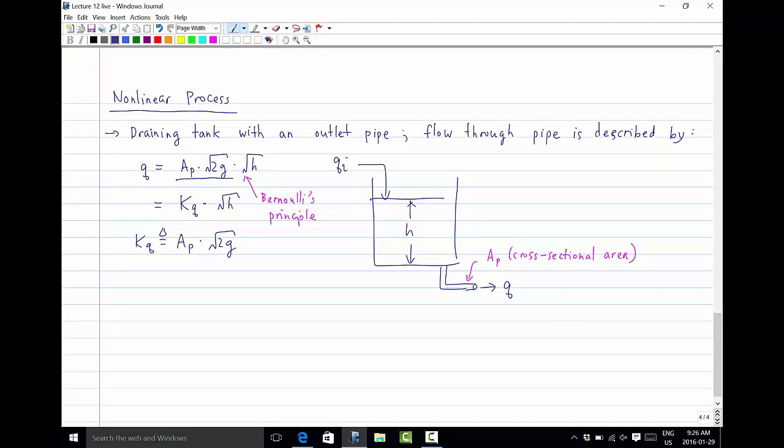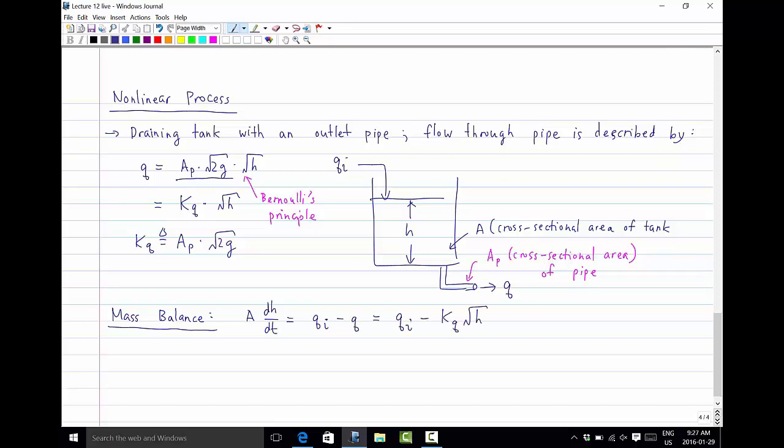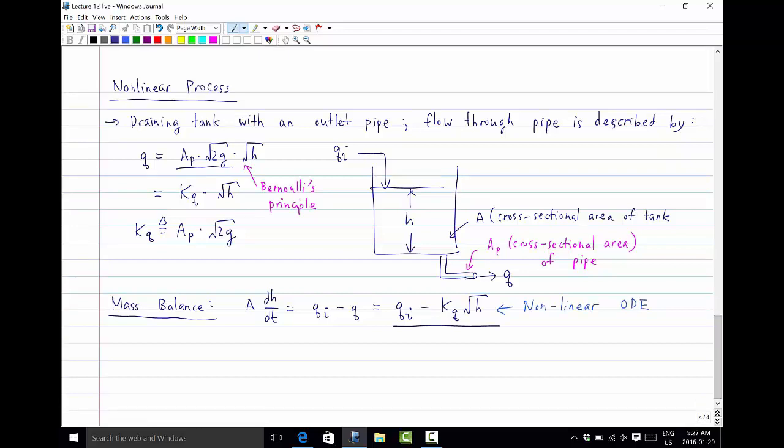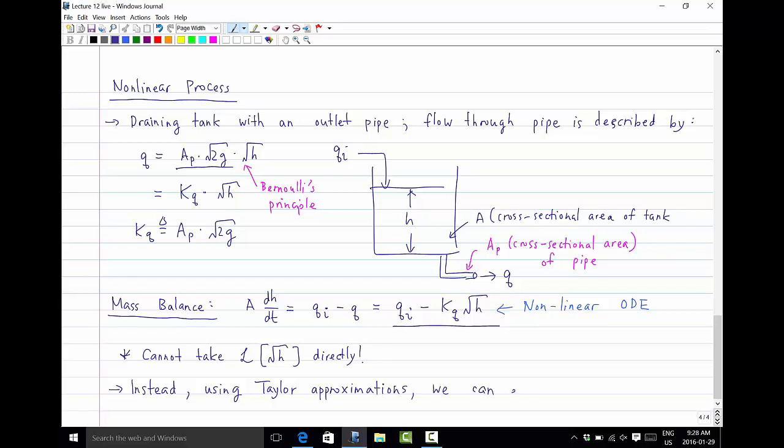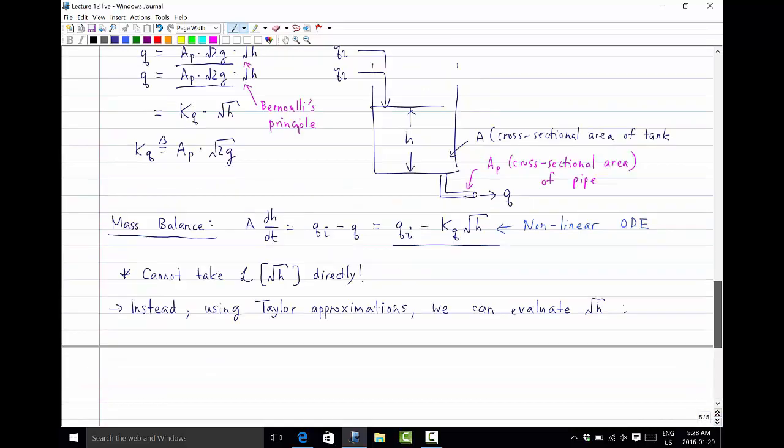When we write the mass balance, we arrive at the square root of h multiplied by the constant k_q, which makes this a nonlinear ordinary differential equation. We cannot take the Laplace transform of the square root of h directly. Instead, we can use Taylor approximations to transform the square root of h into a series of functions that we can take the Laplace transforms of.